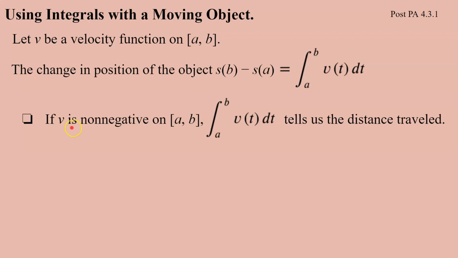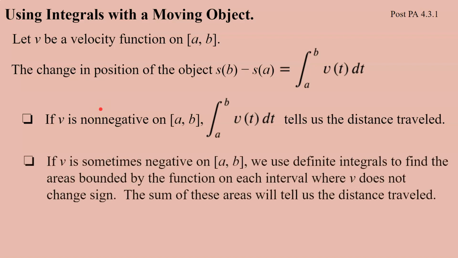If v is non-negative on the interval from a to b, all right, meaning it lies above the x-axis, or it might touch the x-axis, then we can say that the definite integral from a to b of v of t dt is total distance traveled. The reason it would be total distance traveled is because the velocity function never goes negative. All right, so not only is it displacement, but it's also total distance traveled.